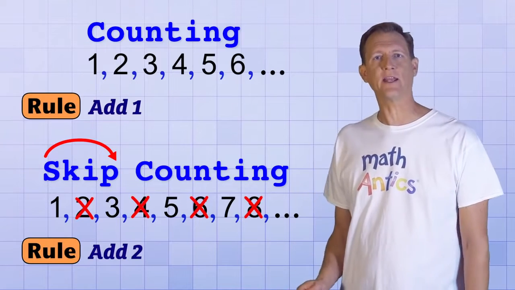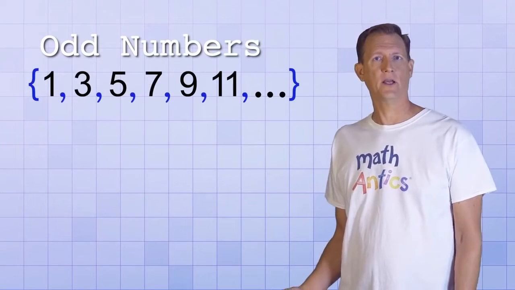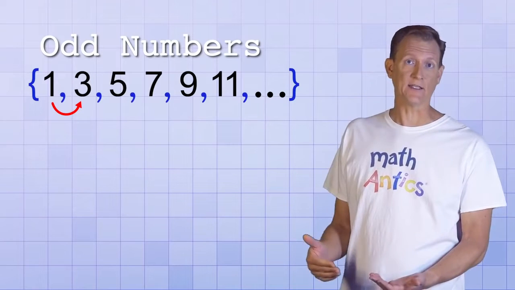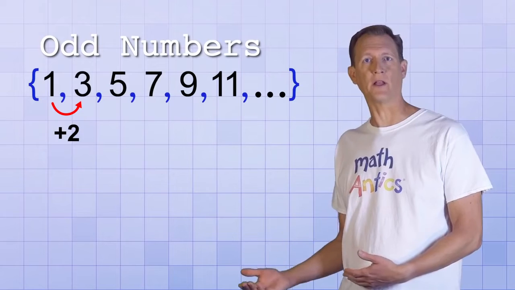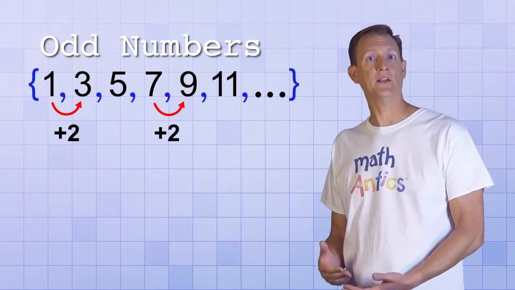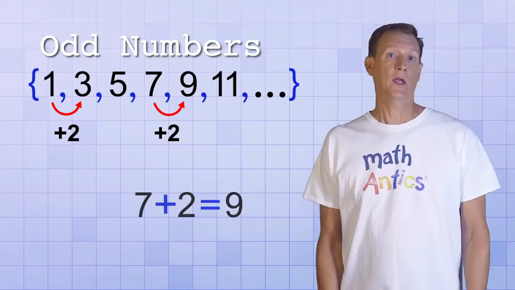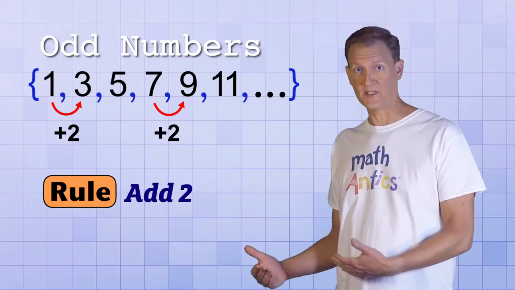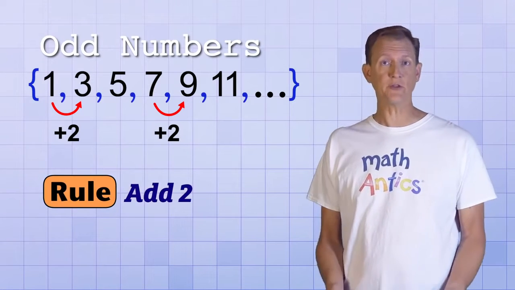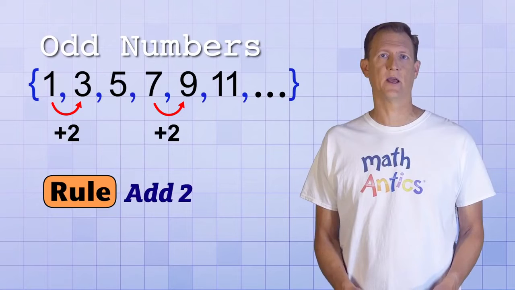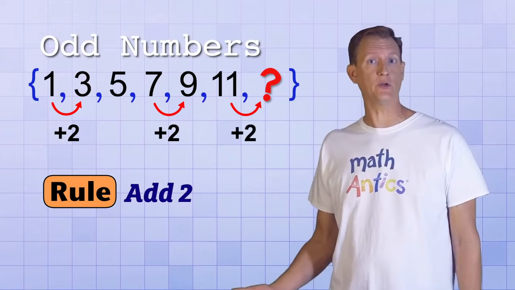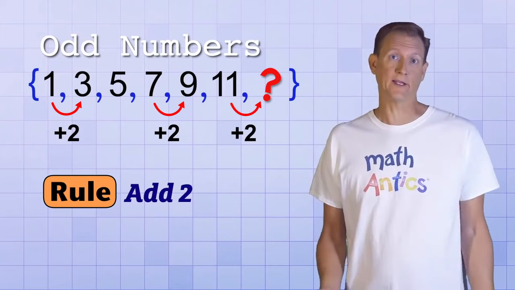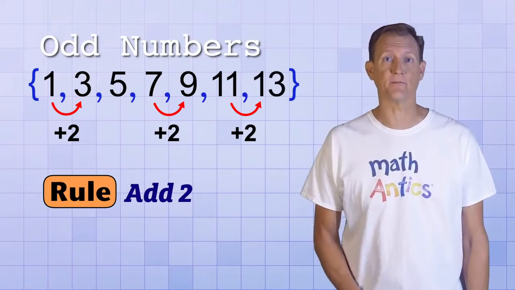You can see that by looking at the sequence we called odd numbers. You could get from the first element to the second by adding 2. 1 plus 2 equals 3. And you could get from the fourth element to the fifth by adding 2. 7 plus 2 equals 9. In other words, if you know the rule that a particular sequence is based on, you can use it to find any other number in the sequence. If you want to know what number comes next in the sequence of odd numbers, just add 2 to the last element you know. Like 11 plus 2 equals 13.